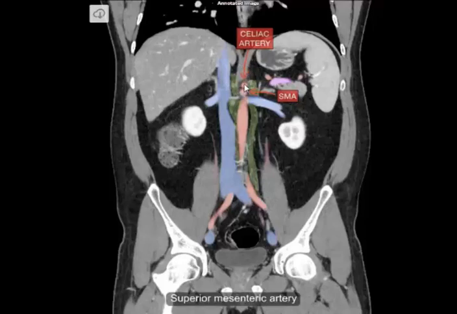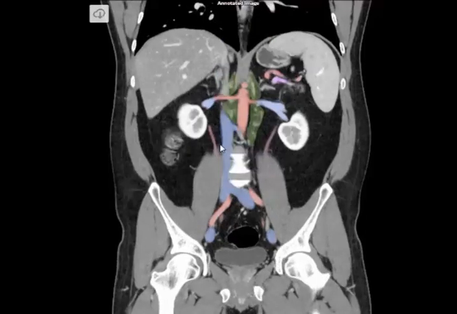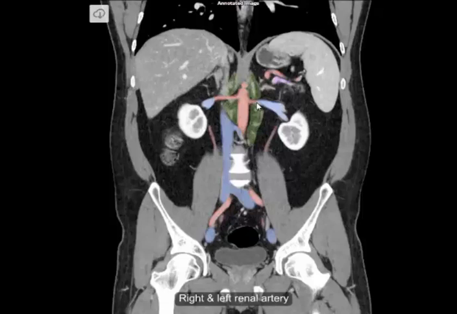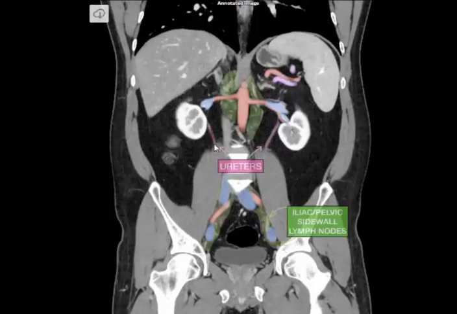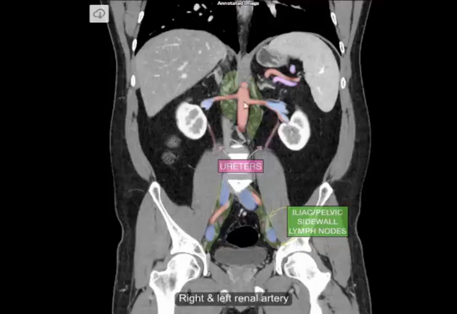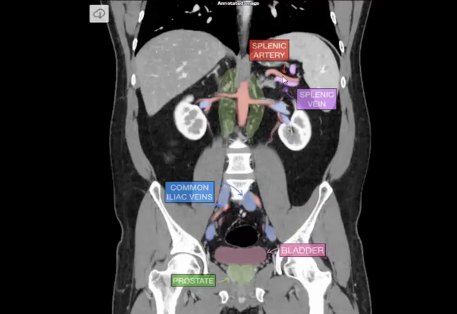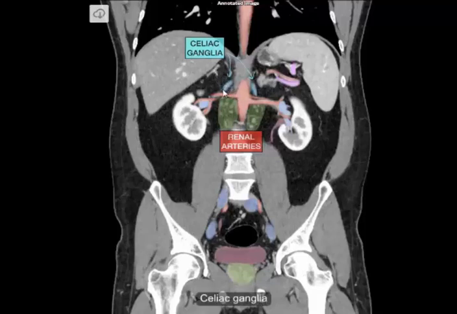Celiac artery, superior mesenteric artery, right and left renal artery, splenic artery, splenic vein, right and left ureter, right and left kidney, right renal artery, left renal artery, pelvic lymph nodes area, splenic artery, splenic vein, right and left renal artery, right and left renal vein, common iliac vein, right and left, bladder, prostate, celiac ganglia, right and left, renal arteries, right and left.